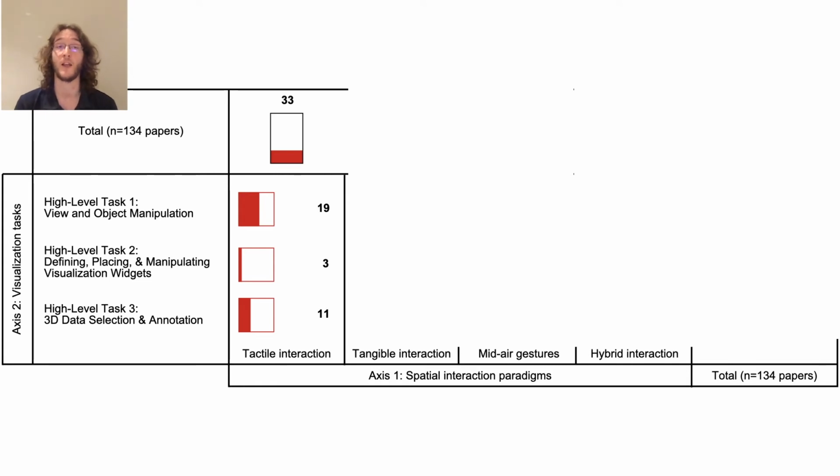Still, touch interaction provides fast and precise manipulation, easy access to widgets and menus, and has naturally constrained manipulation, which are often helpful for 3D visualization. It was therefore the focus of a variety of research papers. It is actually the second most investigated paradigm among the papers we surveyed.